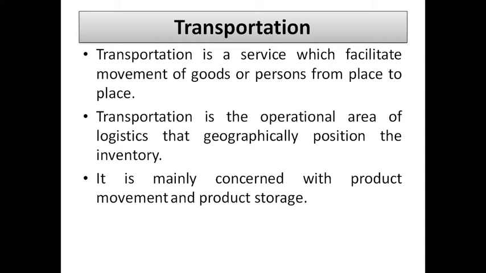Transportation is the operational area of logistics that geographically positions the inventory. You know that in the supply chain, the parties, say the retailers, raw material suppliers, consumers, and manufacturing firms, are not located in the same place or in the same geographic region. So when goods, materials or any components need to be sent from one party to another, transportation service is needed. Transportation is mainly concerned with product movement and product storage.